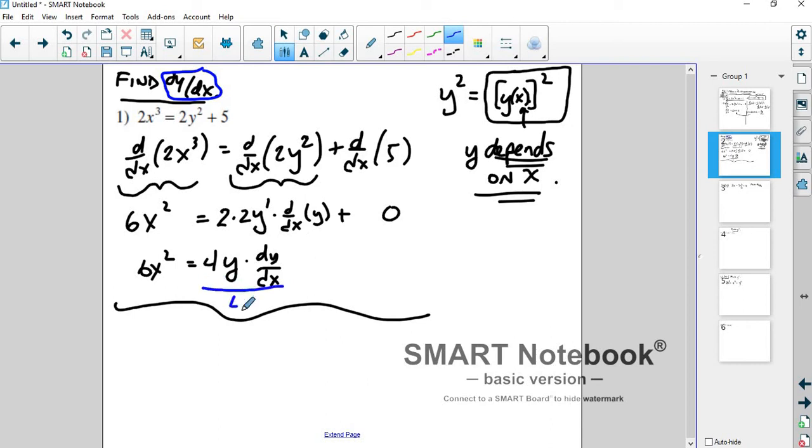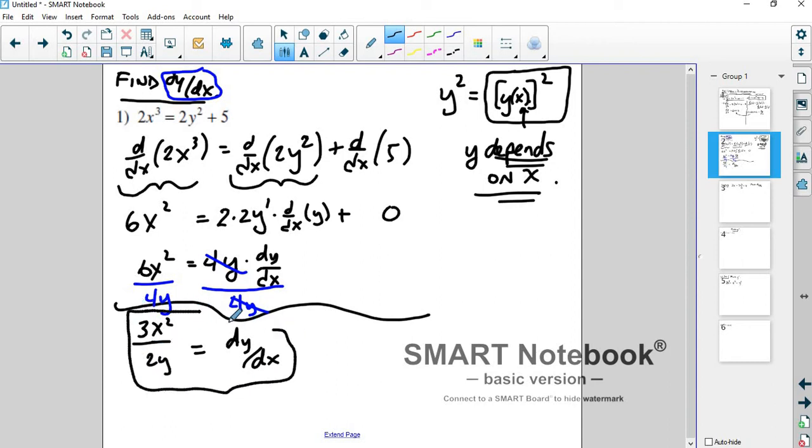So I need to divide both sides by 4y. 4y divides 4y. I'm left with dy dx on the right-hand side all by itself. And here I get 6 divided by 4 is 3/2. 3x squared over 2y is the derivative.